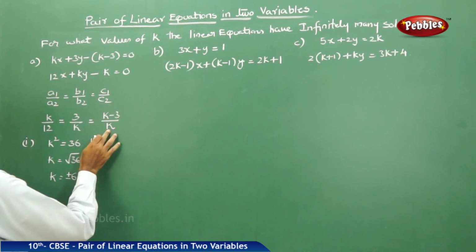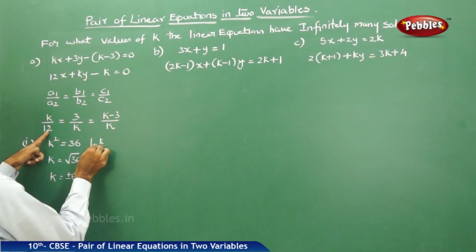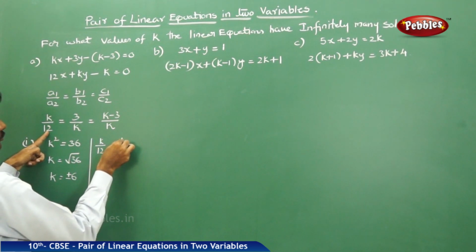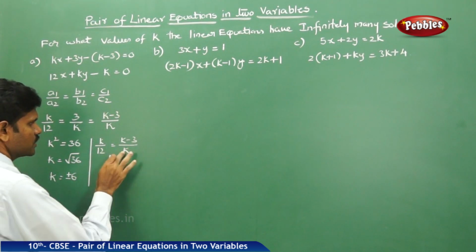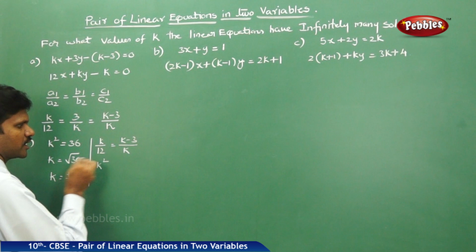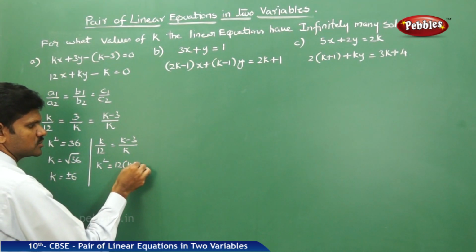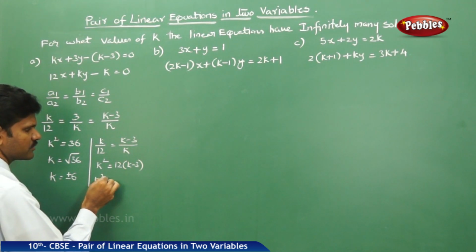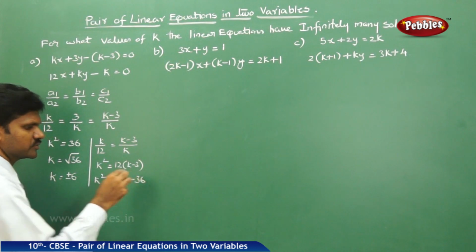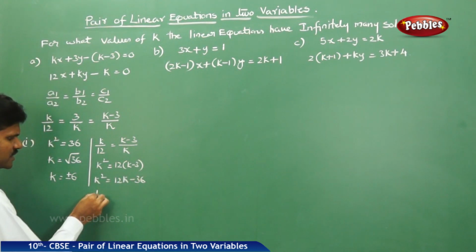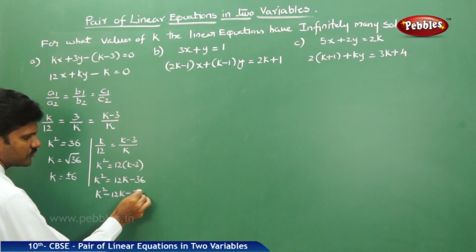See, equate the first and the last. K by 12 is equal to K minus 3 by K. In this case also, K into K, K square is equal to 12 times K minus 3. That is, K square is equal to 12K minus 12 3s are 36. Now arrange this in order. K square minus 12K minus 36.